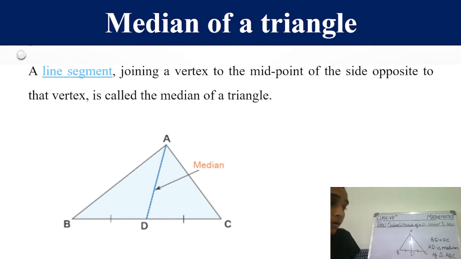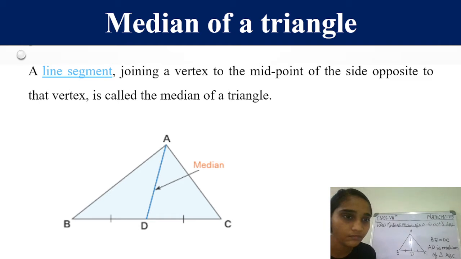ABC. Okay. So you must be wondering why we have given the name median, right? Median means something related to, you can recall or take as a hint, the midpoint. Since it joins the vertex to the midpoint, that is why it is called the median, right? Very good. I hope it is clear to you what the median is.